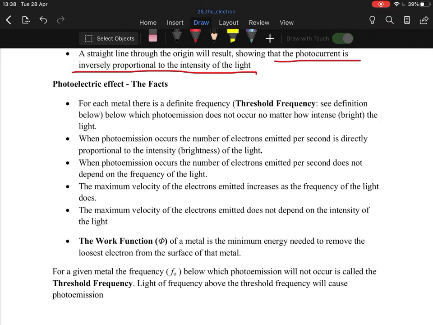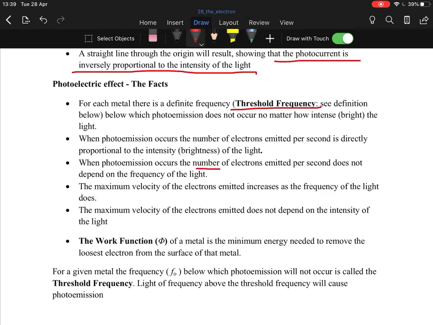Right, for here, this is kind of just a lot of theory, stuff that won't really get asked, but it's more to help you understand the equations that we're going to be using. So basically, everything has a definitive frequency called the threshold frequency, which we'll touch on in a second. Okay? If you don't reach the threshold frequency, the light will not move.